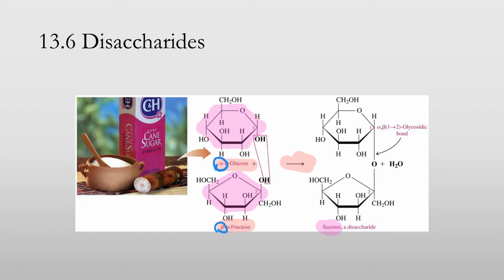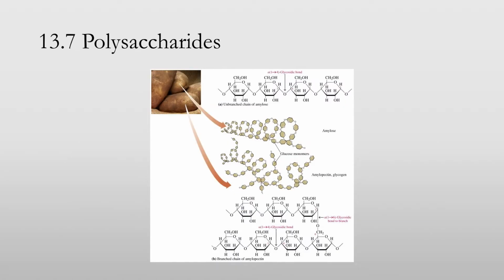Is it alpha L glucose, beta D glucose, or beta L glucose? And is it alpha D fructose or beta D fructose, or is it alpha L fructose or beta L fructose? That stuff I don't really care about at all. And same thing with the glycosidic bond. It says here alpha beta 1,2 glycosidic bond. That's just superfluous information.